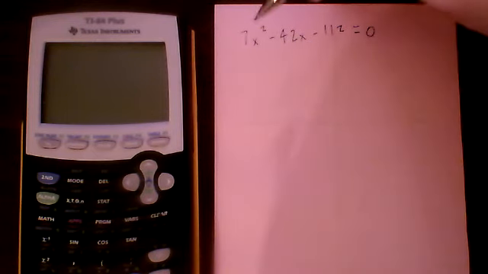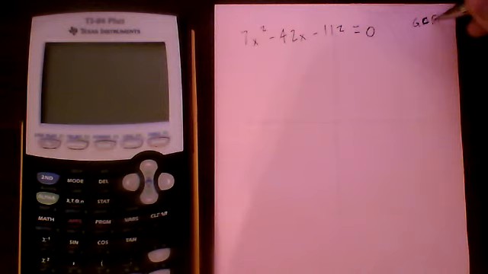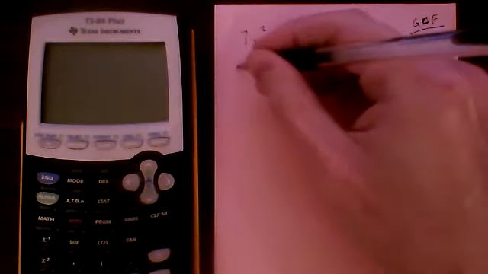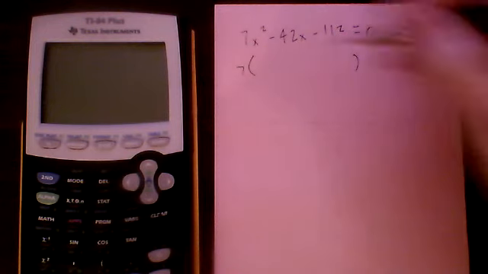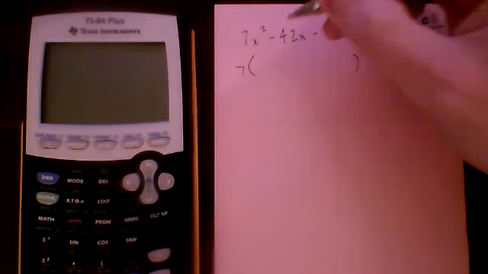So looking at this problem, if I'm going to solve it by factoring, the first thing I'm looking for is what goes into all of my terms. I'm looking for a greatest common factor, and we do have one here. GCF is what we're looking for there. All three of those terms are divisible by 7. So that's my first step, to take that 7 and pull it out to the front, and then divide each term by 7 to see what's left here.